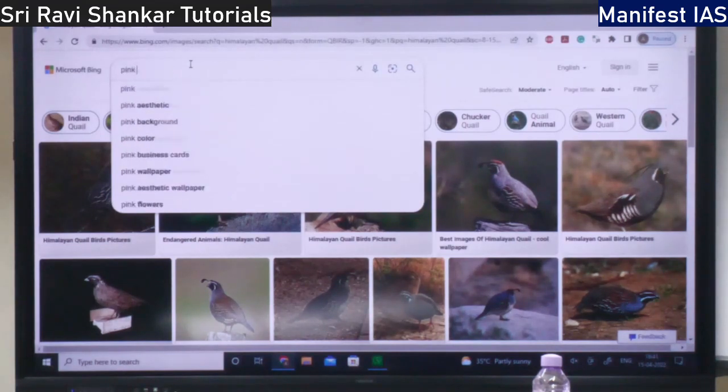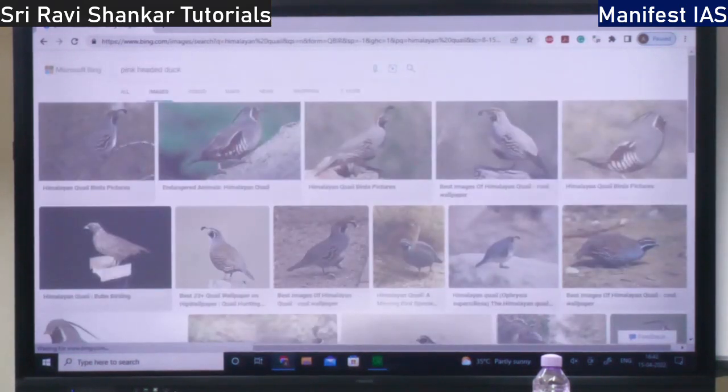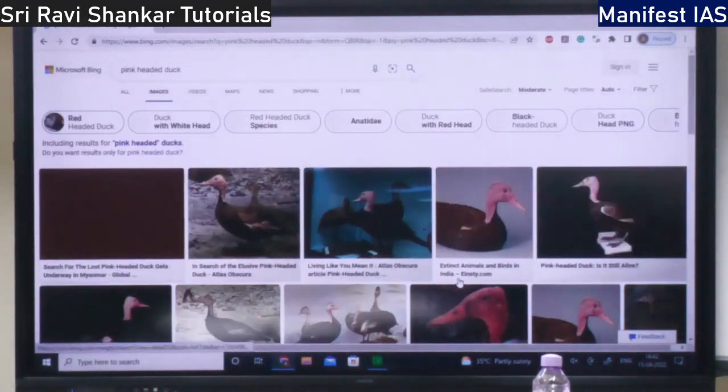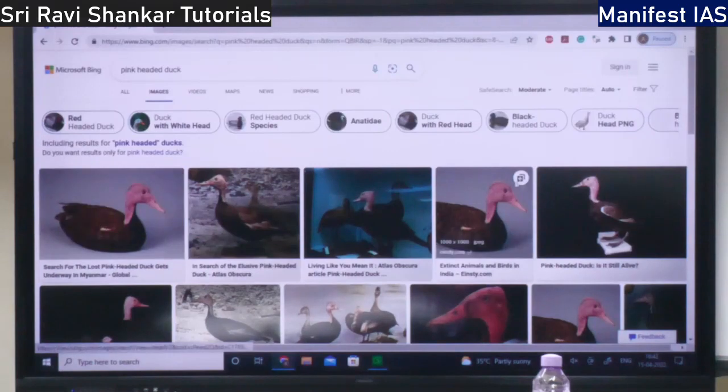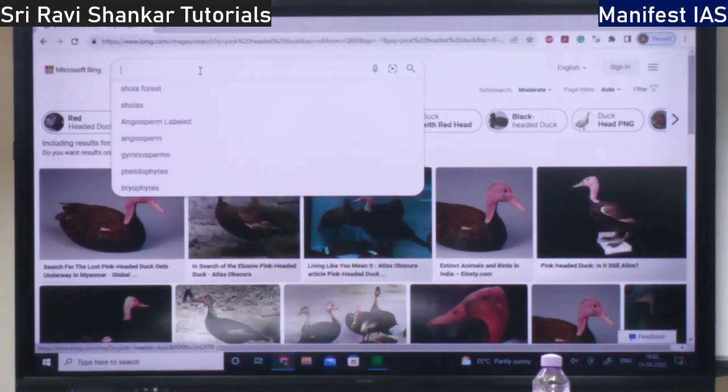The pink-headed duck is the next critically endangered bird. Pink-headed duck. That you will find in the wetlands. In the wetland region, you are going to find the pink-headed duck. So this is a pink-headed duck. See, they have a proper pink head. That's why they have become critically endangered, because humans will kill the nice-looking animals.